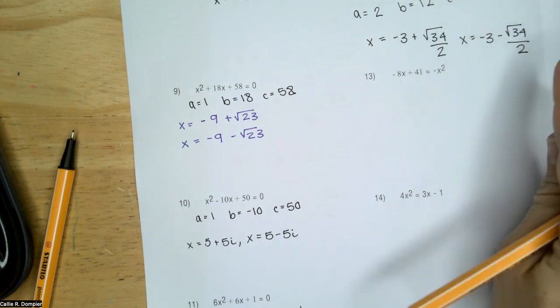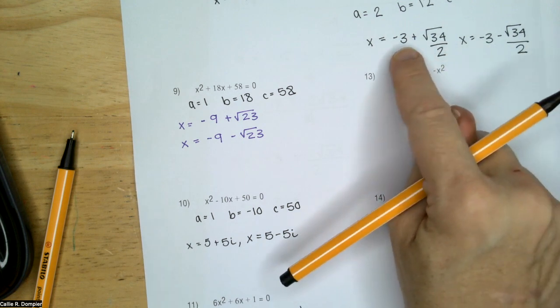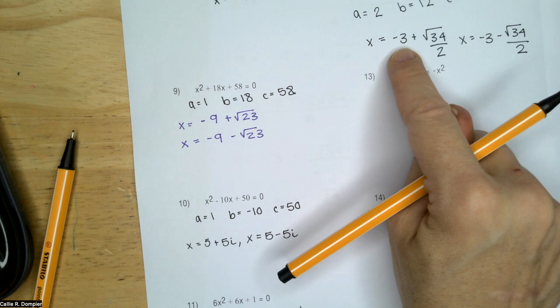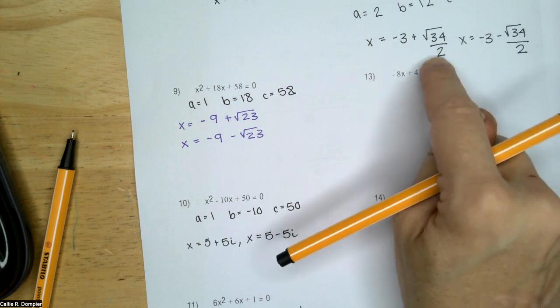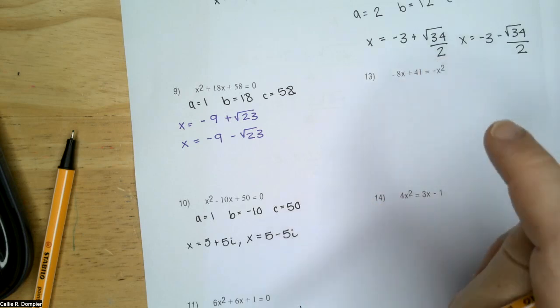Make sure you do not put the 2 over all of it, right? Because that negative 3 was because we already divided negative 12 by positive 4. Okay, so the 2 is just over the second term, the last term.